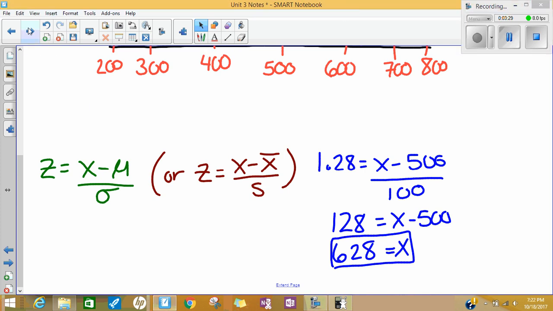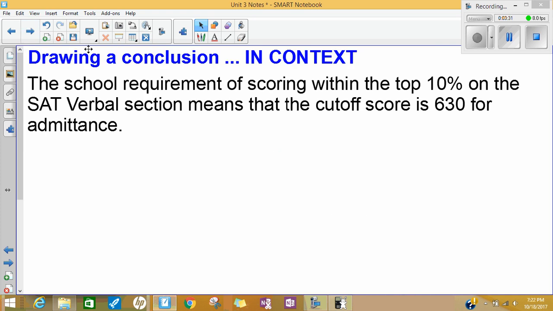So I want to talk a little bit about reporting our findings in context and drawing a conclusion in context. We want to write something up formal here and say something to the effect of what I have written here, that the school requirement of scoring within the top 10% on the SAT verbal section means that the cutoff score, or the score that you have to achieve or get better than, is 630 in order to be admitted to that university.